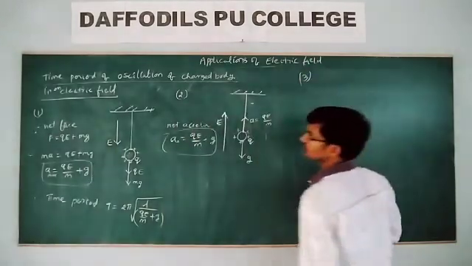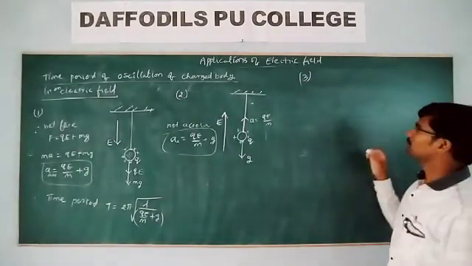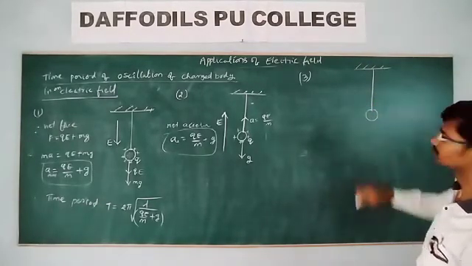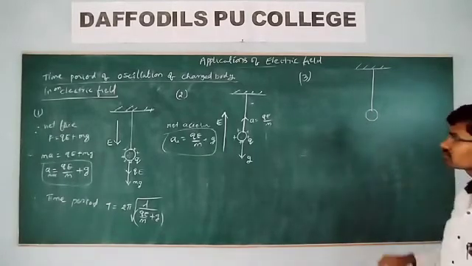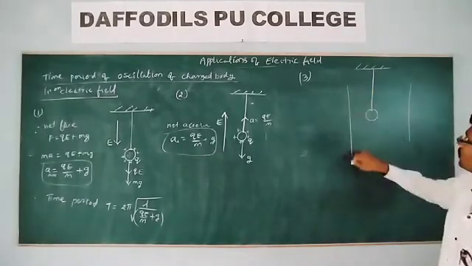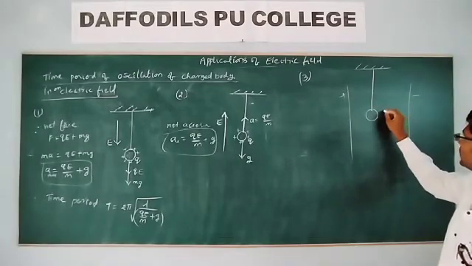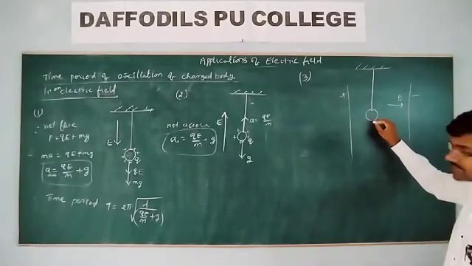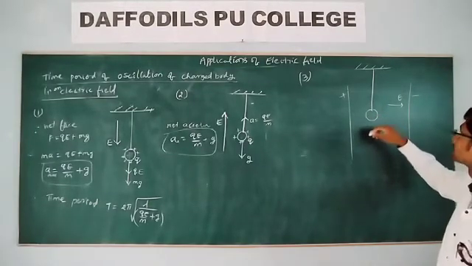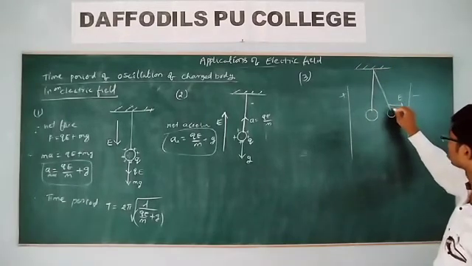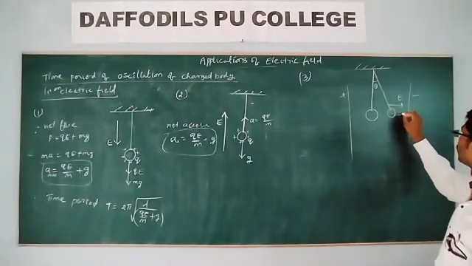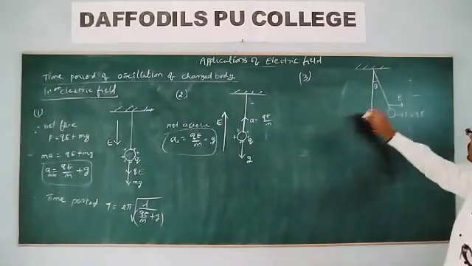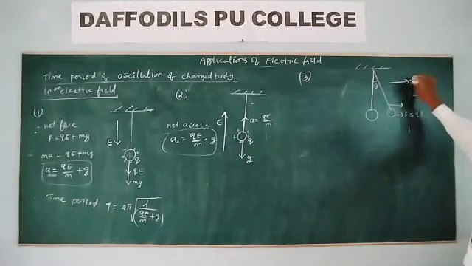Now, if the electric field is applied perpendicular to this, let us see. It is a charged particle, positive or negative, and this is the direction of the electric field. And what would be the weight of this charged particle? mg, which is in the downward direction. Due to this, it is tilted like this. Now the force F is equal to QE, in the direction of the electric field.